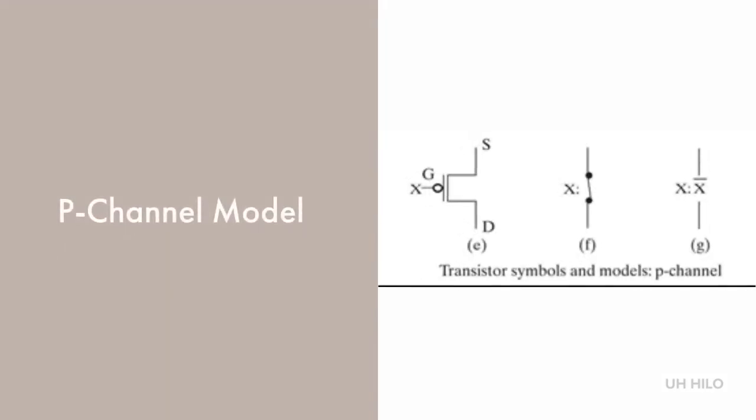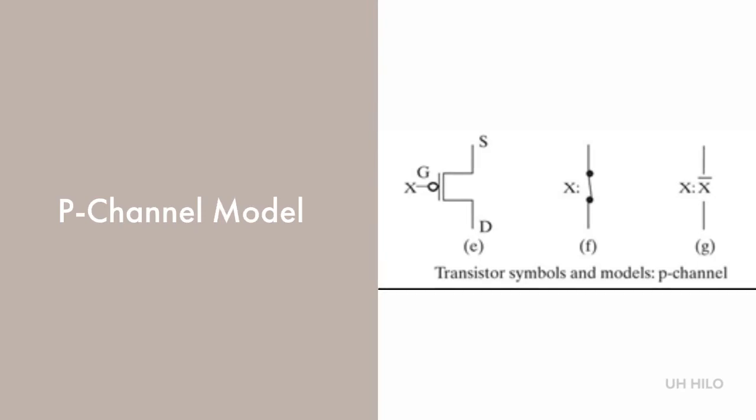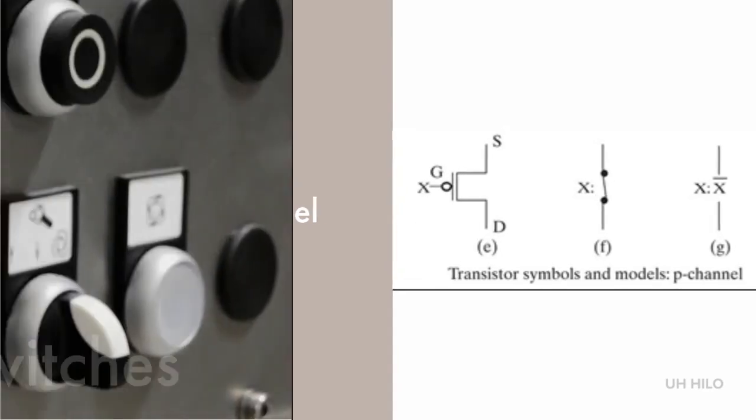Here we see the P-channel transistor. The positions of the source and the drain are seen to be interchanged relative to their positions in the N-channel transistor. The voltage applied between the gate and the source determines whether a path exists between the drain and the source. Here a path exists when X is equal to 0 and it's broken when X is equal to 1. The transistor has a normally closed contact through which a path exists for X equal to 0. No path exists through the contact for X equal to 1.